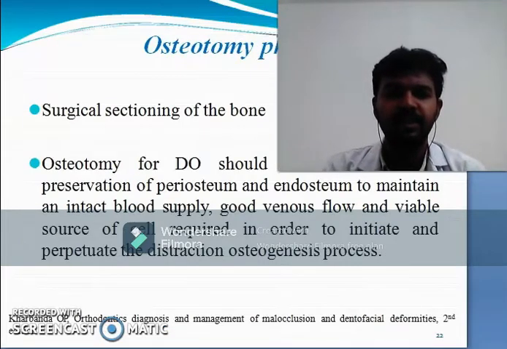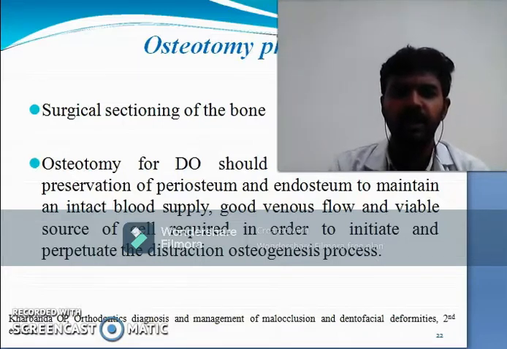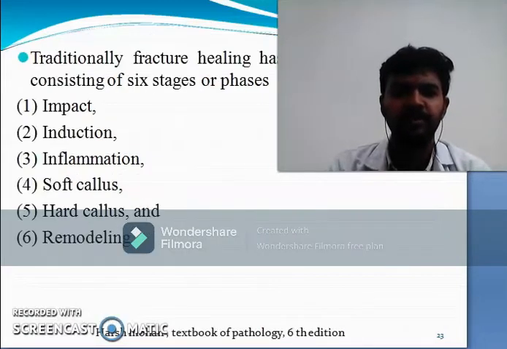Osteotomy phase, surgical sectioning of the bone. Osteotomy for distraction surgery should aim for maximum preservation of periosteum and endosteum to maintain the intact blood supply, good venous flow, and a viable source of cells required in order to initiate the distraction osteogenesis process.